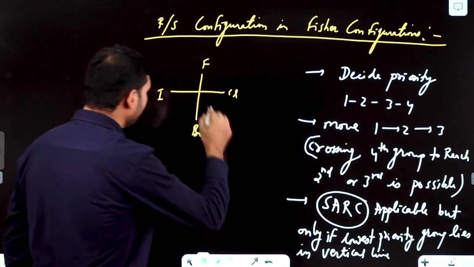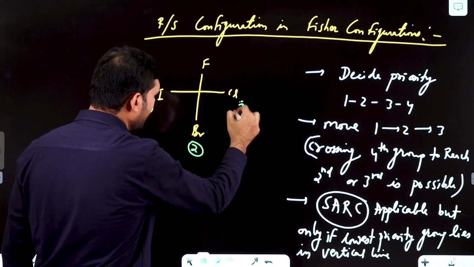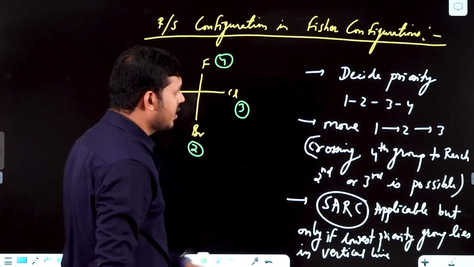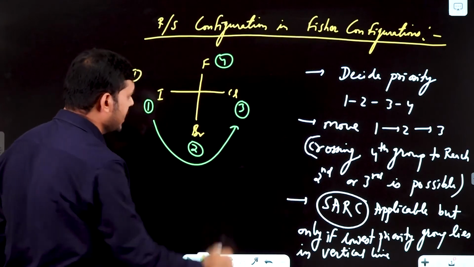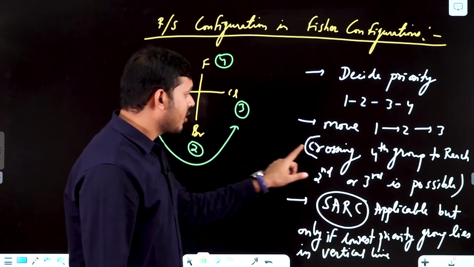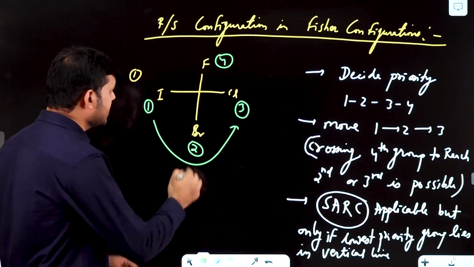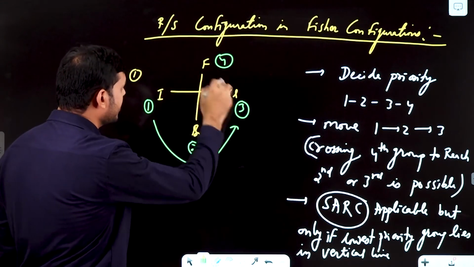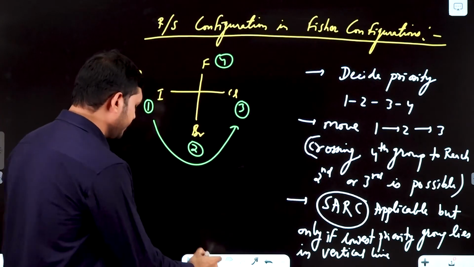So let's see one by one. Fluorine, chlorine, bromine, iodine. So it is 1, 2, 3, 4. Now move 1, 2, 3. So 1, 2, 3. It is anti-clockwise. Crossing fourth group to reach second or third is possible. Means fourth group, I can cross fourth to reach second or third. Okay, that will take in next example.